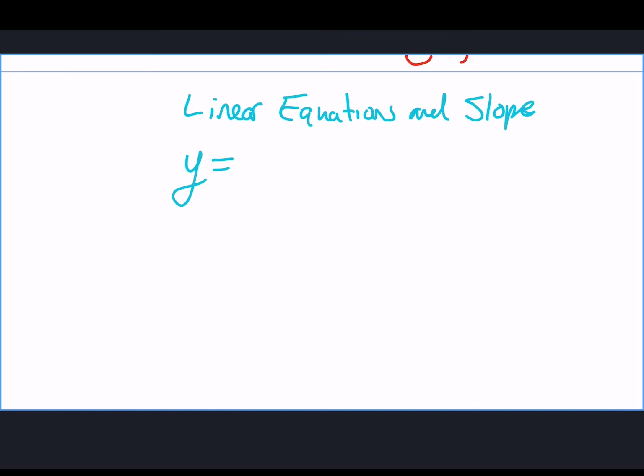Yes. All right, linear equations. I meant to change colors there. Linear equations and slope. A lot of times, the most convenient way for us to look at a linear equation is a format that looks like this. y equals m times x plus b, where m is slope and b is our y-intercept.